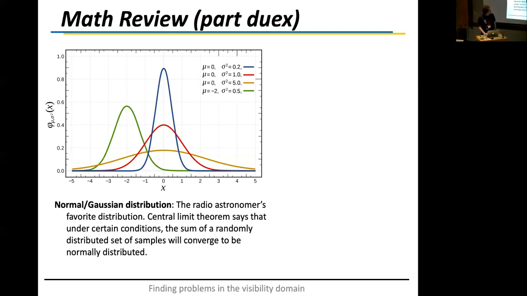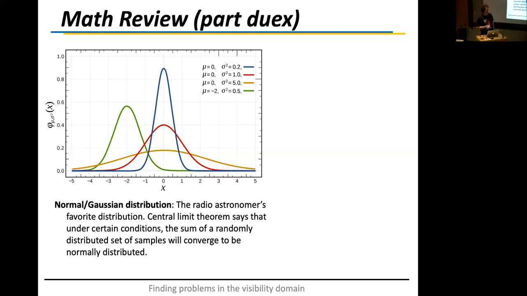Going back to my normal math review stuff, so hopefully everybody knows this particular distribution. This is a normal / Gaussian distribution. It's the astronomer's favorite distribution ever. Nobody correct me on that. It's generally the distribution that we always trust that we're working with.